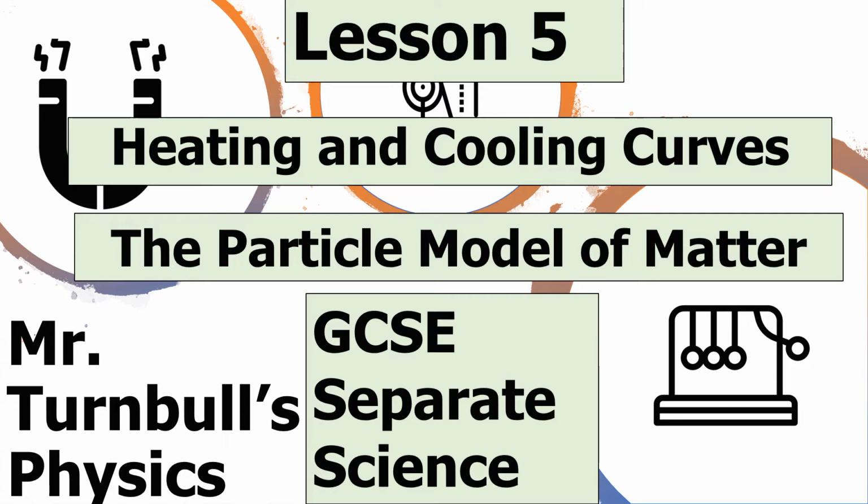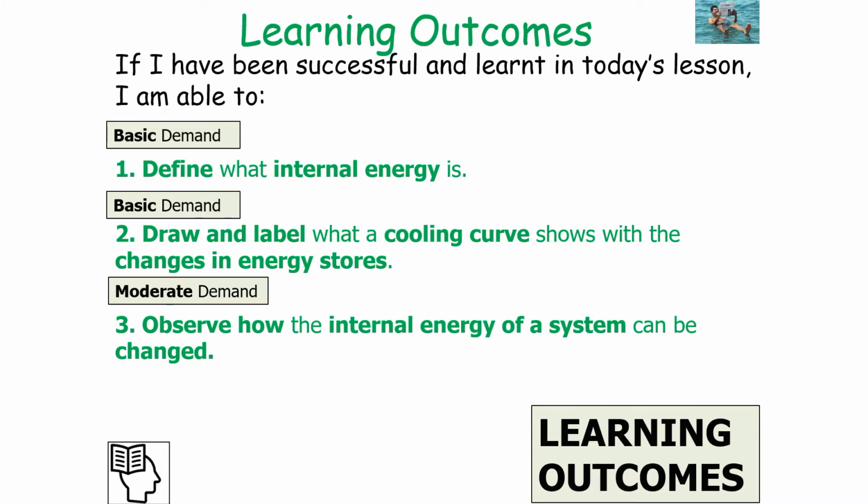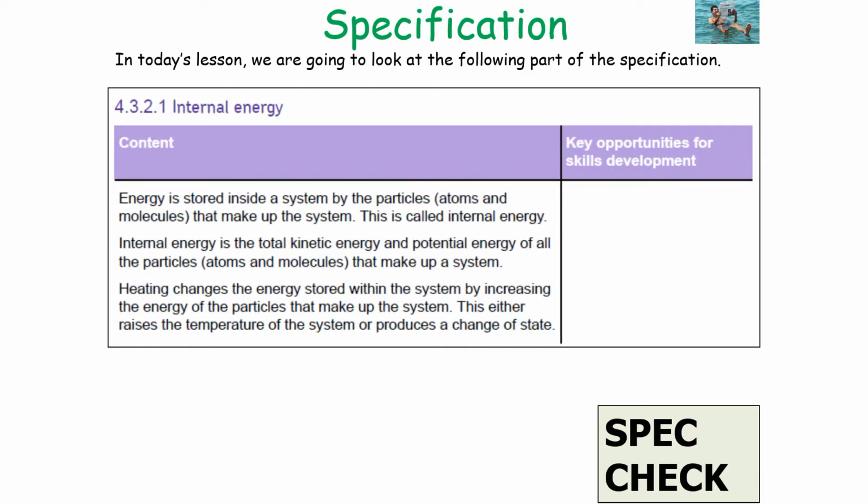So in today's lesson we're going to try to observe the change in the internal energy of a substance, which involves us being able to define what internal energy is, draw and label what a cooling curve shows with changes in energy store, and observe how the internal energy of a system can be changed, which falls into the following part of the AQA GCSE Separate Science physics topic, the particle model of matter.